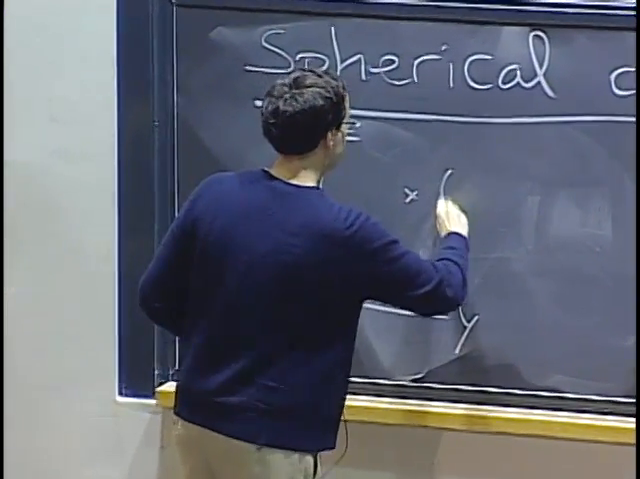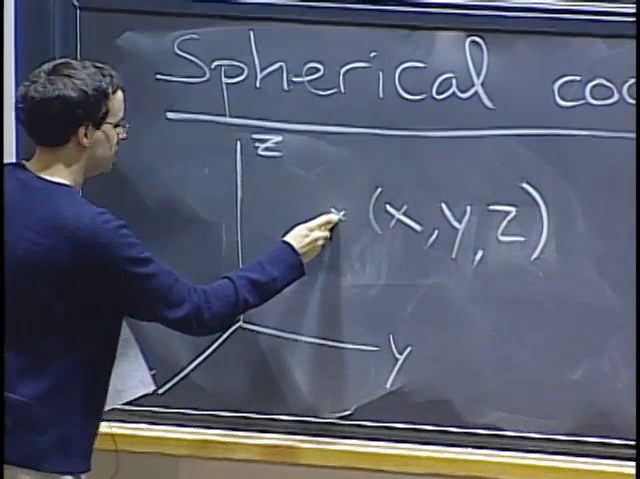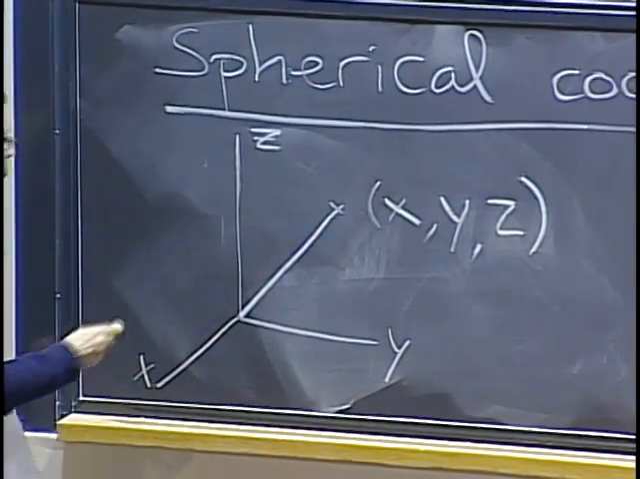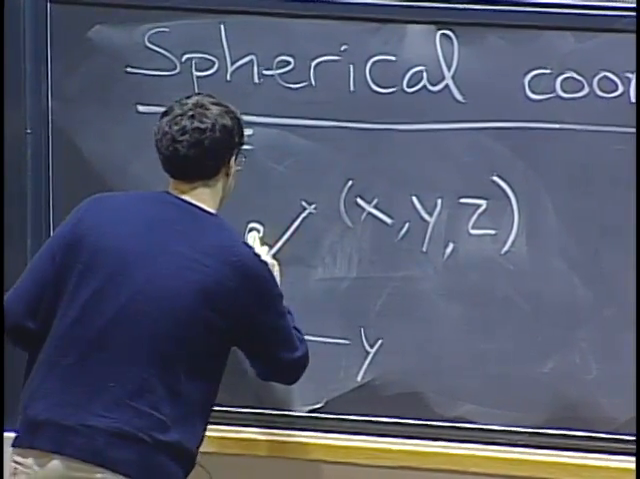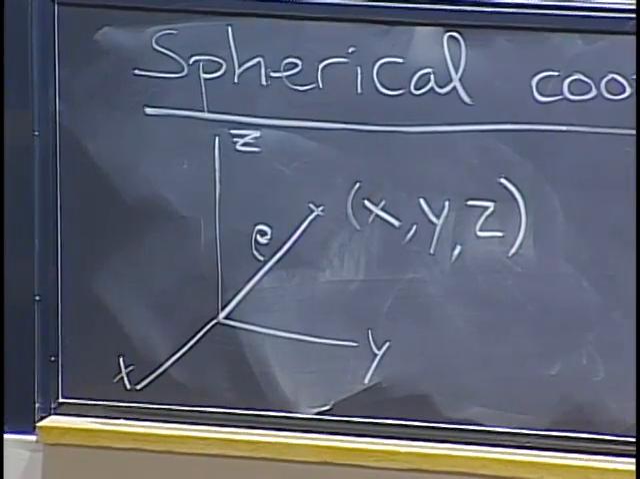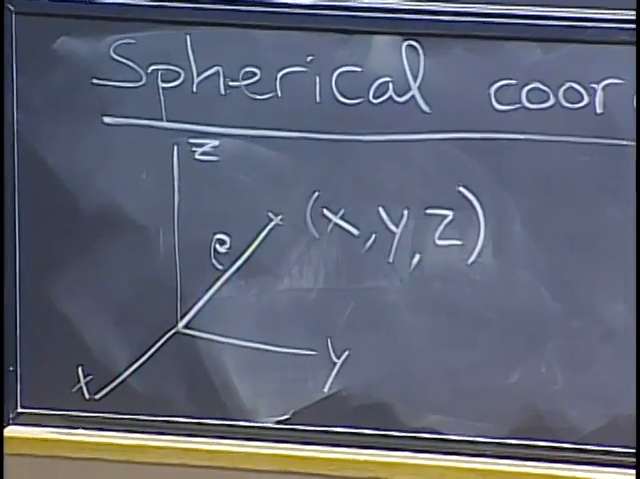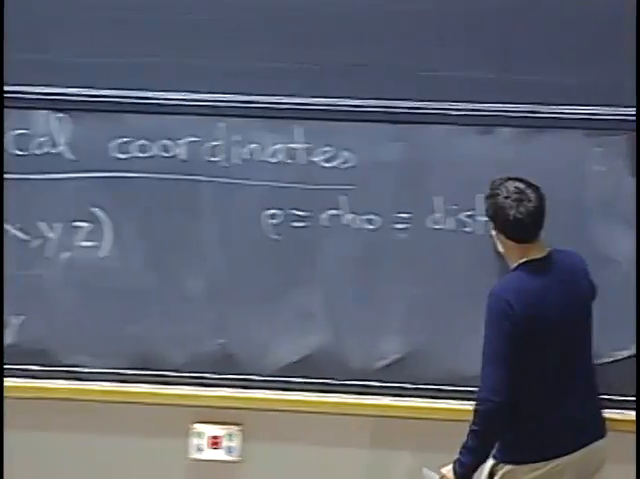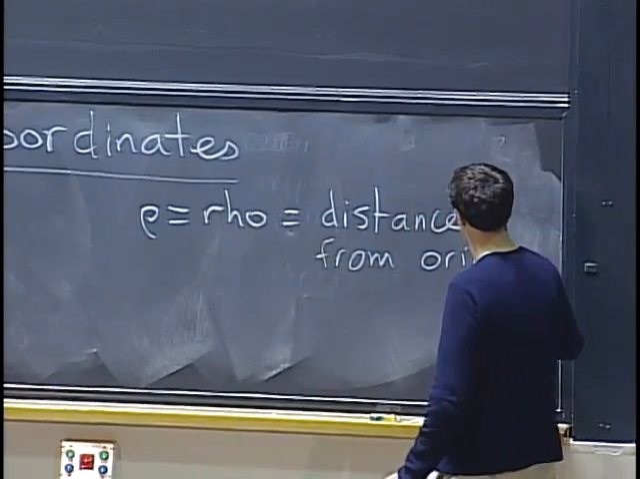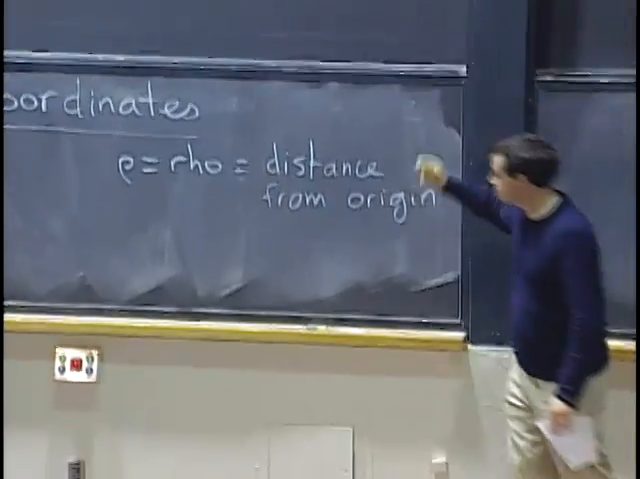So let's say that you have a point in space at coordinates x, y, z. Then instead of using x, y, z, one thing you will use is the distance from the origin. That is denoted by the Greek letter rho, which looks like a curly p, but actually it's the Greek r. So that's the distance from the origin, and it can take values anywhere between 0 and infinity.